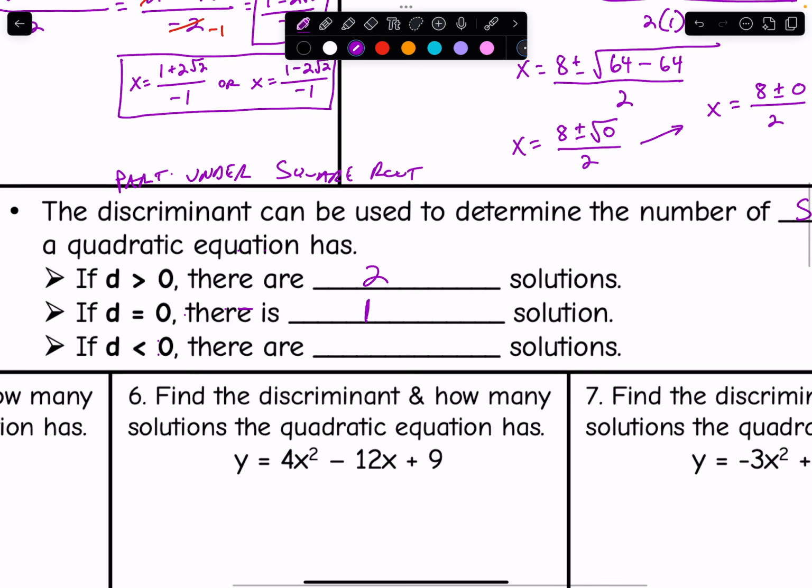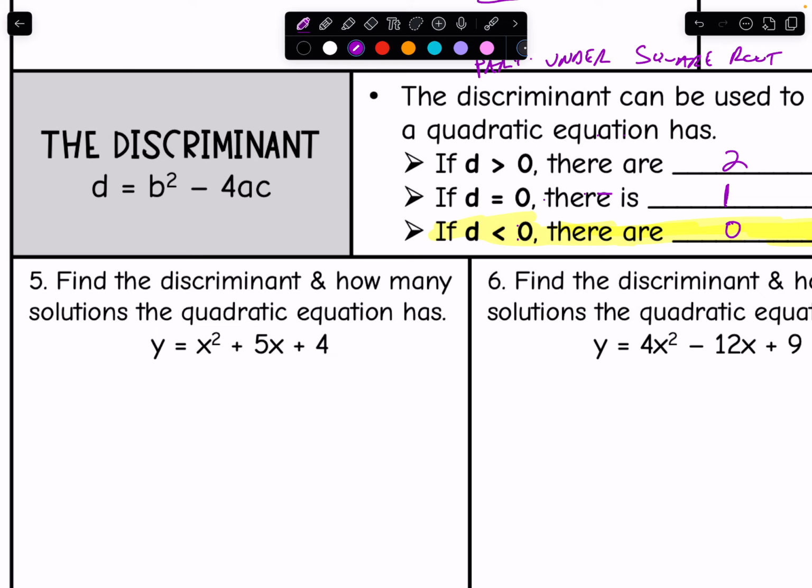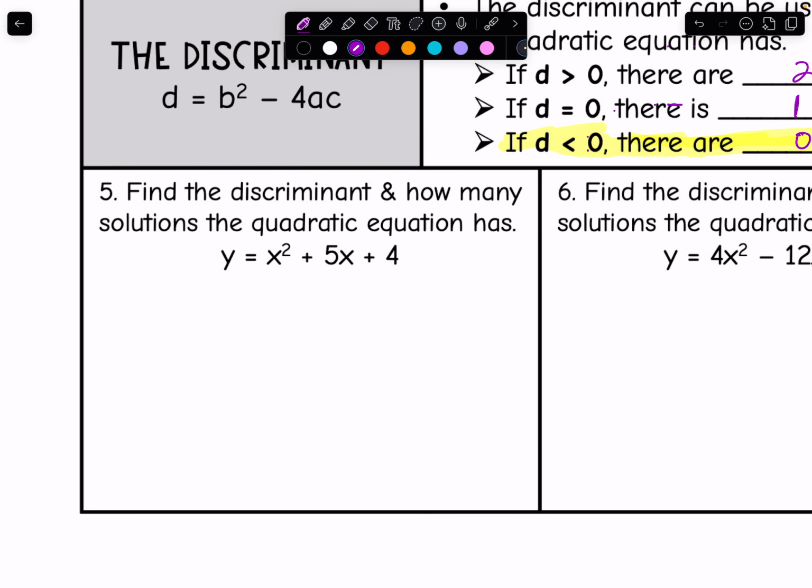If the part under the square root is less than 0, there are no solutions. This is the new thing here, that there are no solutions. When the discriminant part is negative, then we have no solutions. So that's how we know the number of solutions. We don't have to do the whole quadratic formula. We can just do the part under the square root. So find the discriminant and how many solutions it has.